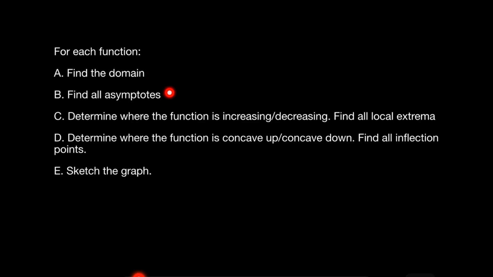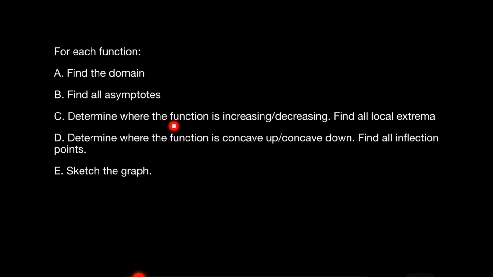Vertical asymptotes occur when you get zeros in the denominator, as long as there isn't a common factor. That's when you'll have a limit that equals infinity. Horizontal asymptotes occur when you take the limit as x goes to infinity. They describe the end behavior.